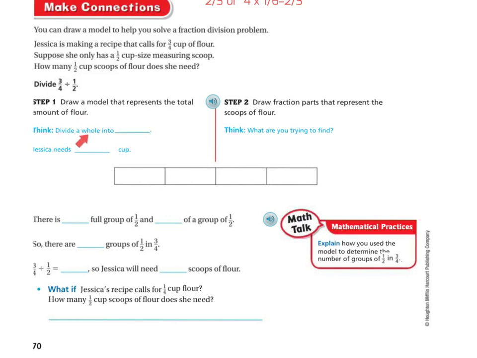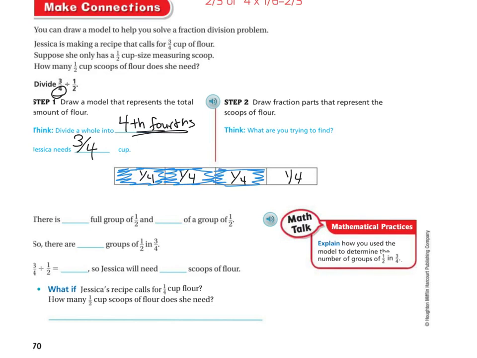So think, divide a whole number into fourths. Because right there we're dividing it into fourths, right? So Jessica is going to need 3/4 cups, because we're dividing it into fourths. So we have 1/4, 1/4, 1/4, 1/4. But she's only using 3/4 of the fourths, so I'm just going to color these in. 1/4, 2/4, 3/4. It's much easier when you have your fraction tiles in front of you.